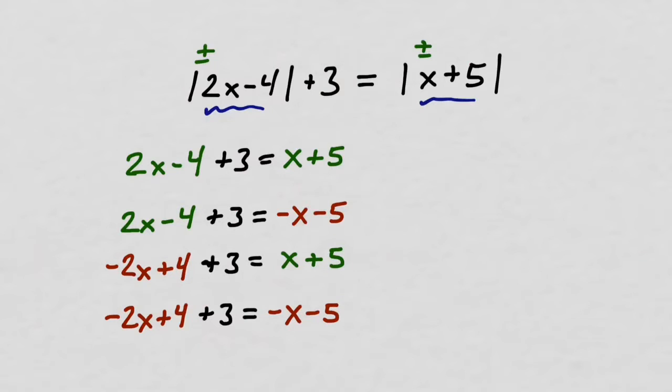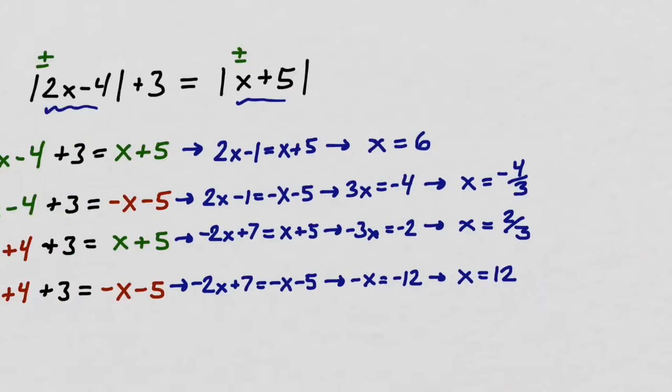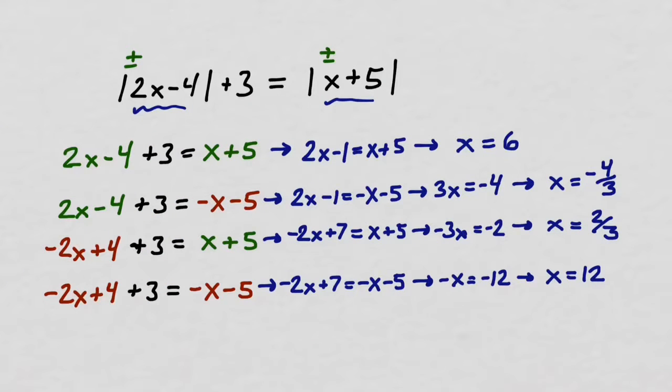So what we want to do next is solve each of these equations to find the possible solutions to the original equation. By solving the four simpler equations, we see four possible solutions: x equals 6, x equals negative 4/3, positive 2/3, or 12. However, we don't know which of these four numbers are actual solutions, and so we need to check.